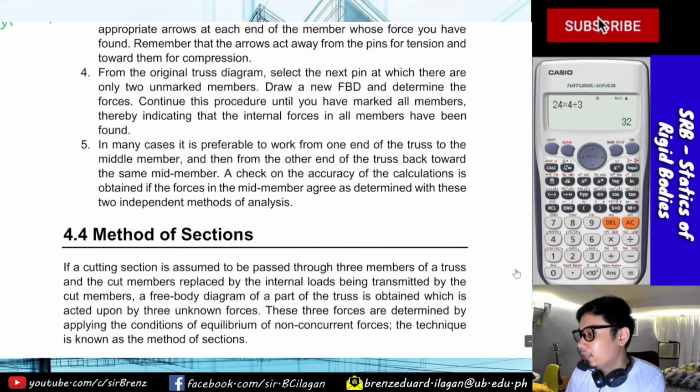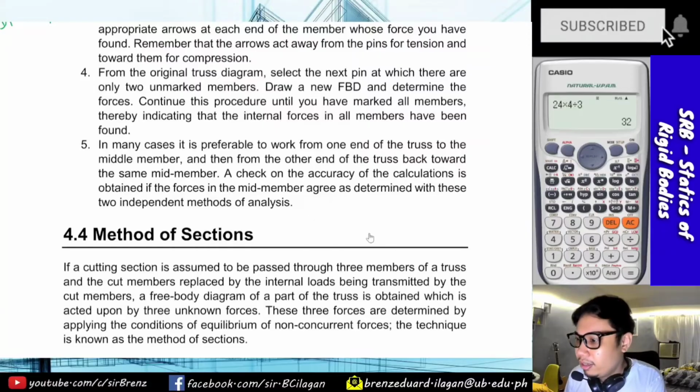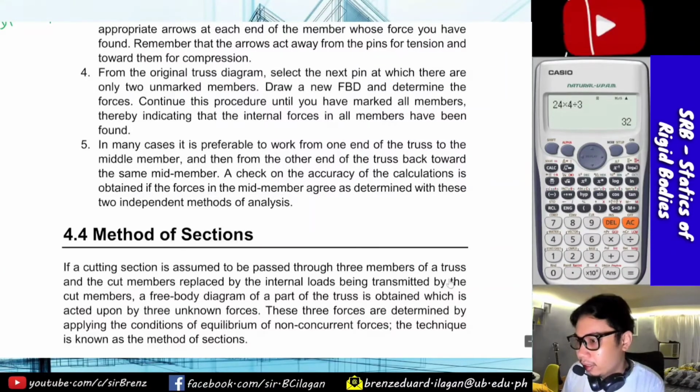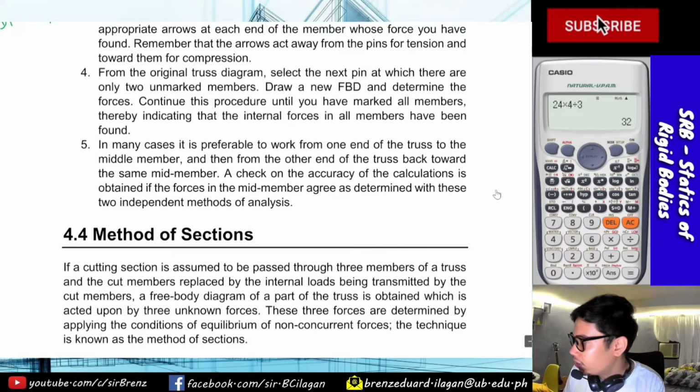Okay? So, let's proceed with the method of section. So, this is another way of solving a truss problem. Okay, so for method of section, basahin ulit natin.